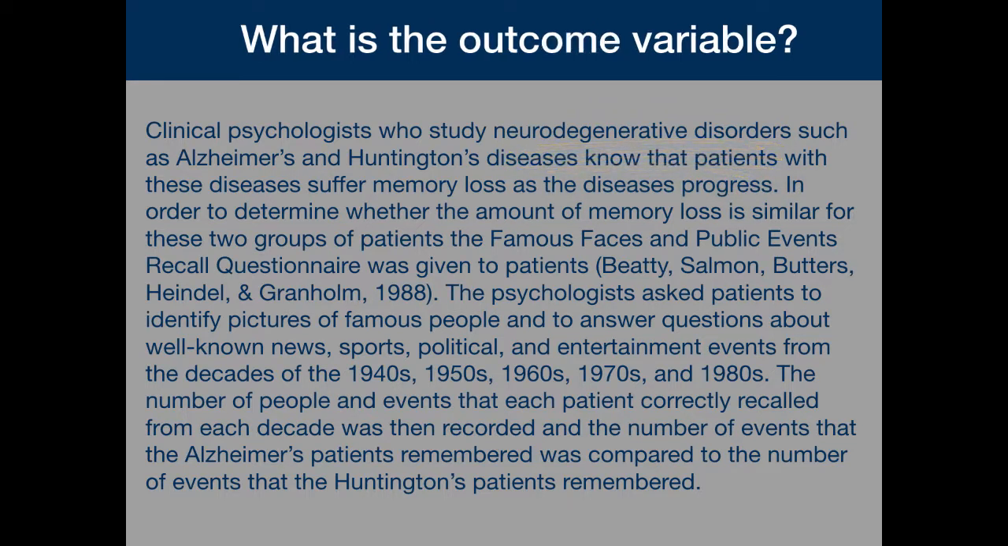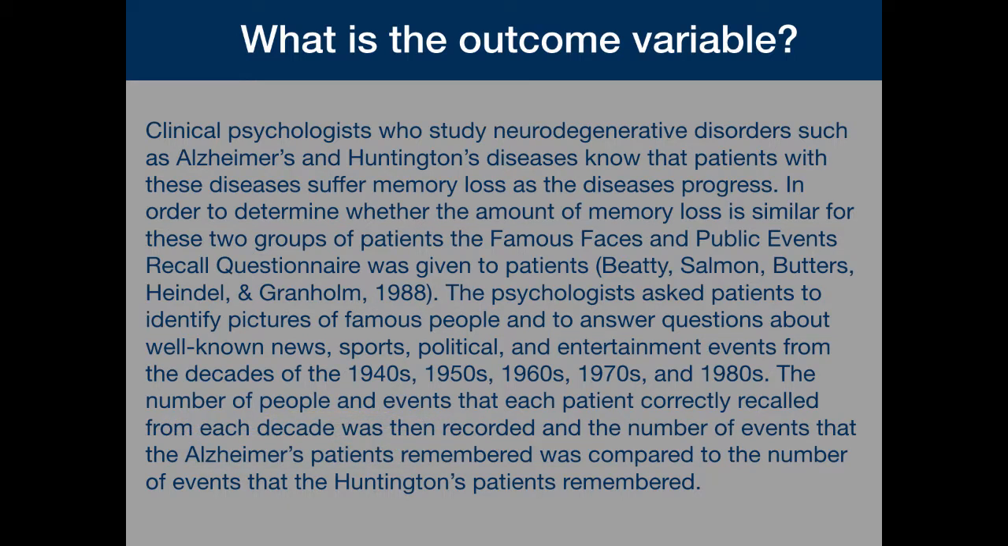Now, what about the outcome variable? So we know that the suspected cause is neurodegenerative disorder type, and we believe that this will have an effect on memory for people and events. So our outcome variable, therefore, is specifically the number of people and events, with our levels of that variable being the number of correctly identified items. In other words, a score on our Famous Faces and Public Events Recall questionnaire.